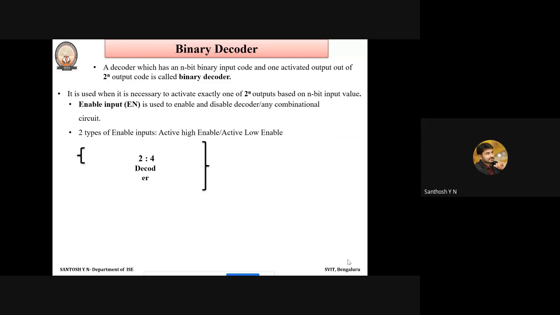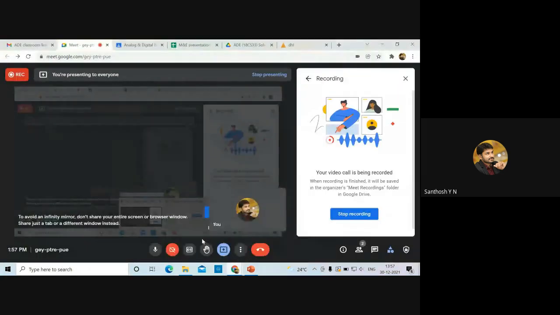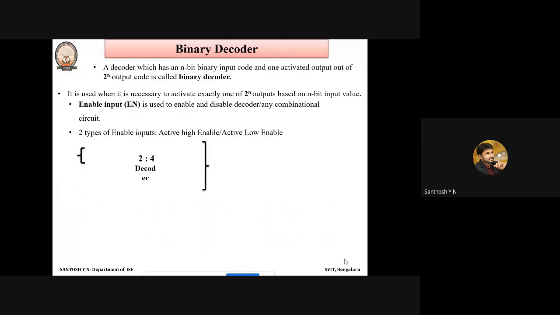Okay, so today we'll be discussing a concept called a binary decoder. We have already discussed what is meant by an encoder. Whenever we are discussing the concept of communication, we use two terms, that is, encoder as well as decoder. Encoder is usually used at the transmission section and decoder is used at the receiving section.